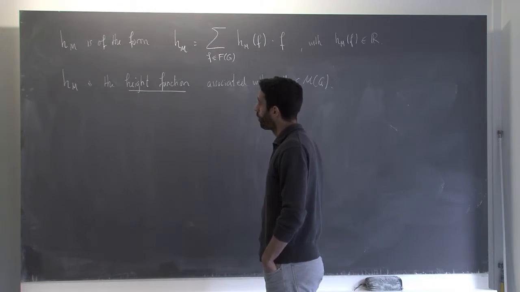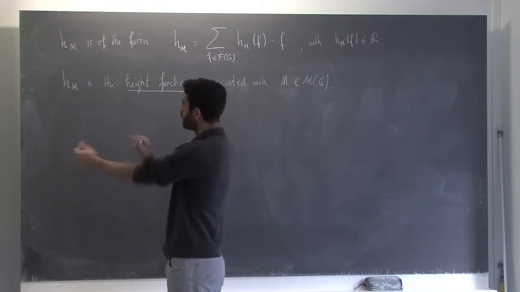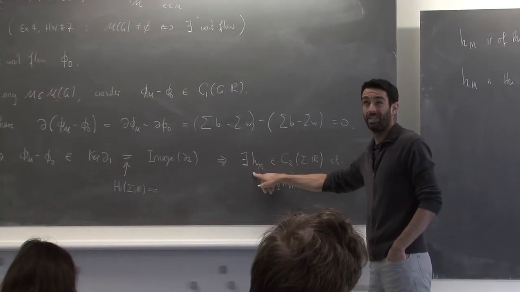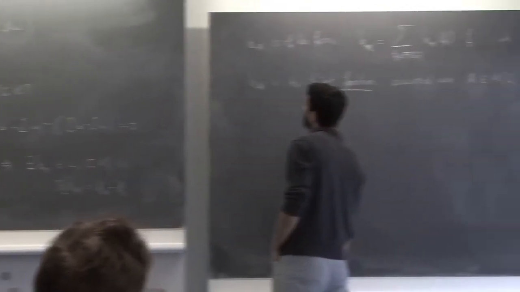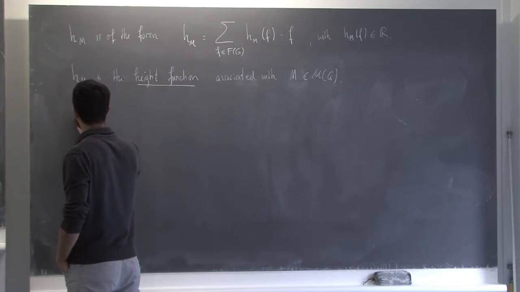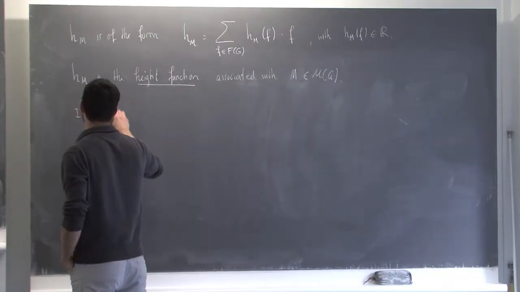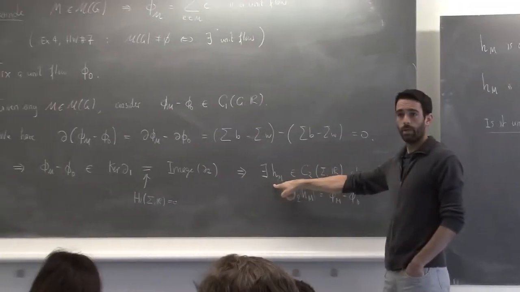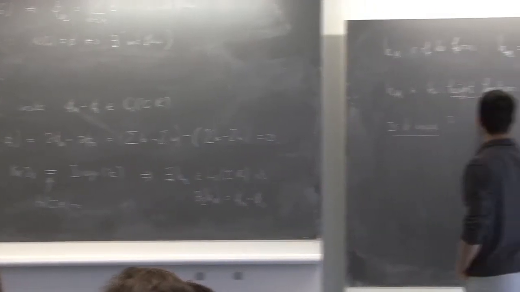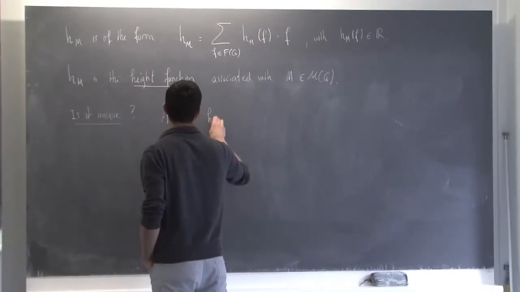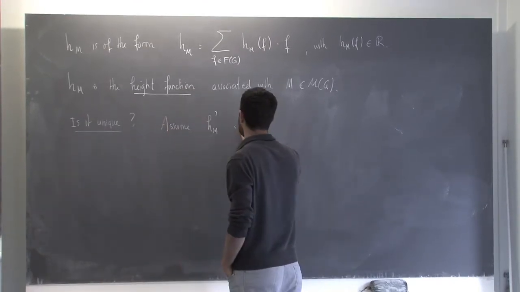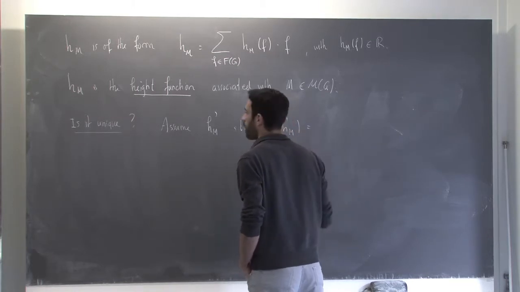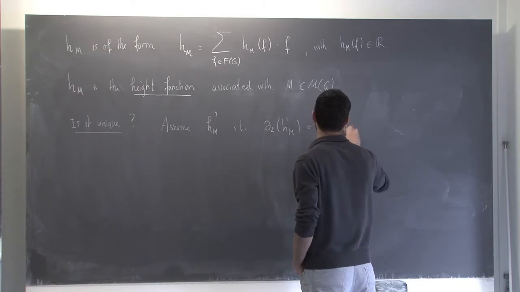So the first question is, is it unique? Now we have an hm here, but there is no uniqueness a priori. So let's see. Let's assume that we have another one, and let's see what happens. So assume we have some hm prime with the same property, with d2 hm prime equal to phi m minus phi 0.